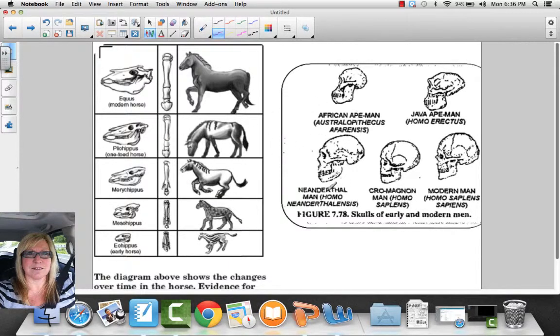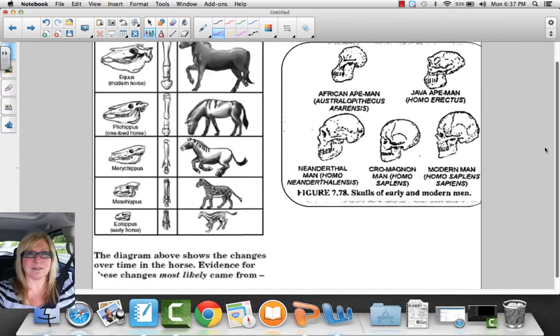And then let's look also over here at skulls of early and modern man. Here we have African ape man, Java ape man, Neanderthal man, Cro-Magnon, and then modern man. And the spelling got chopped off on your papers.